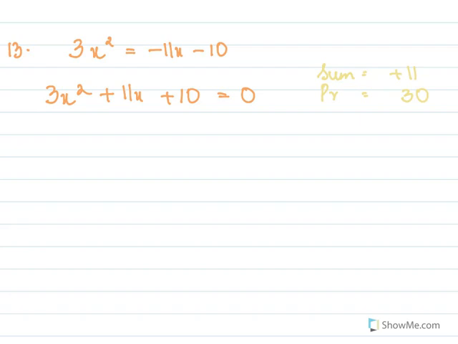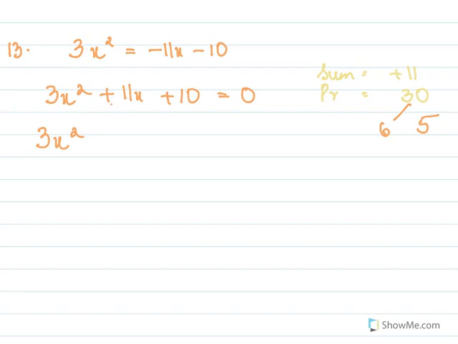Now we need to find factors of 30 that will give us 11. Factors of 30 are 1 and 30, that doesn't give us 11. 2 and 15 does not give us 11. 3 and 10 does not give us 11. 6 and 5, yes, 6 and 5 gives us 11. So we erase the rest. We know the factors are 6 and 5. So we take 6 and 5.